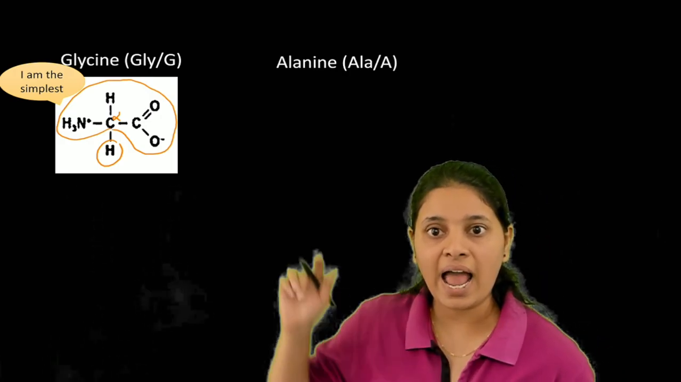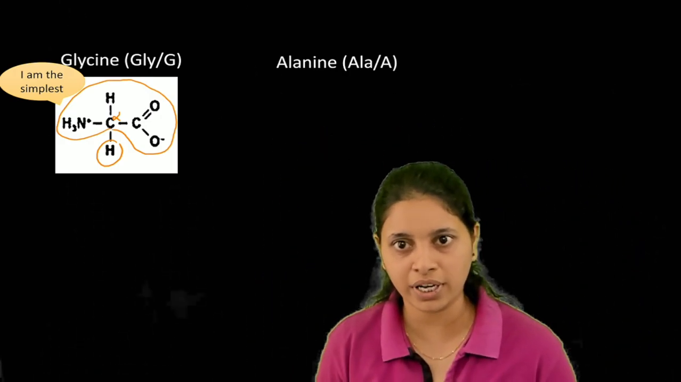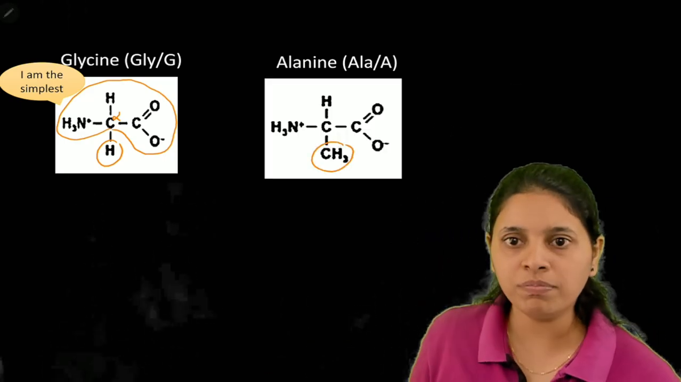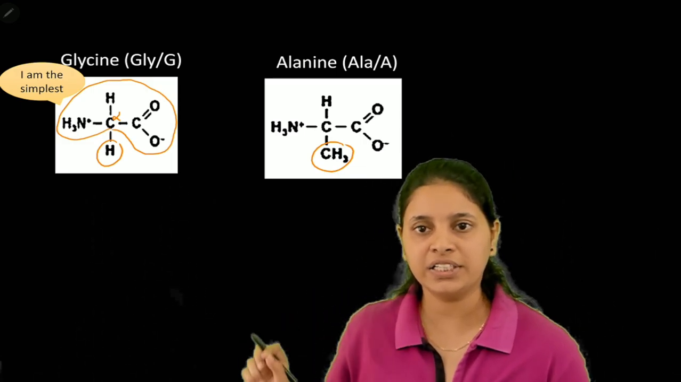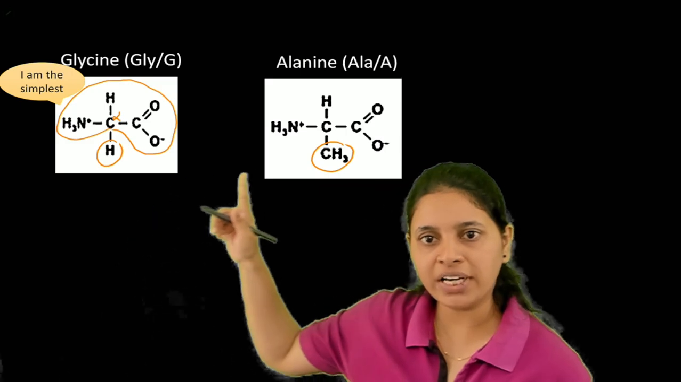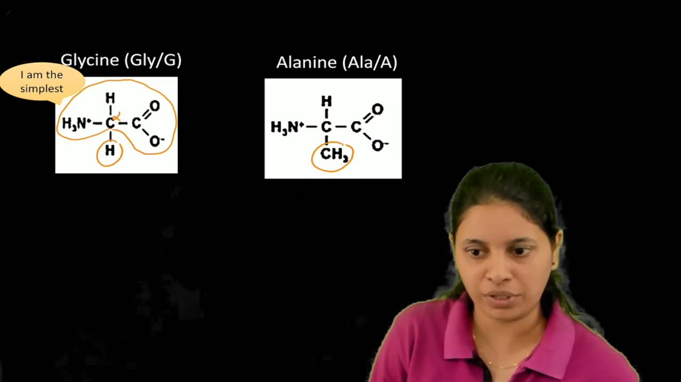Next, alanine. And see the 3-letter and single letter codes also. Okay. Let's see the structure. This is the R group, CH3. So if methyl group is present as R group, then it will be alanine. So see, instead of H, here we are having CH3. So replace the R group, you will get different amino acid.